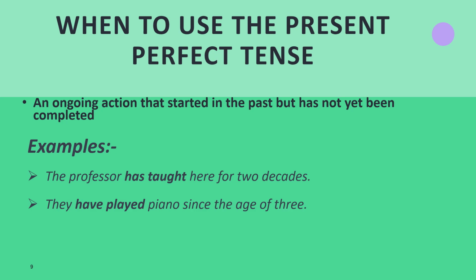They have played piano since the age of 3. Means they are still playing the piano. Means they have the experience of playing the piano since the age of 3. Okay, in order to show the experience, for how long you have been doing that job, we use the present perfect tense.